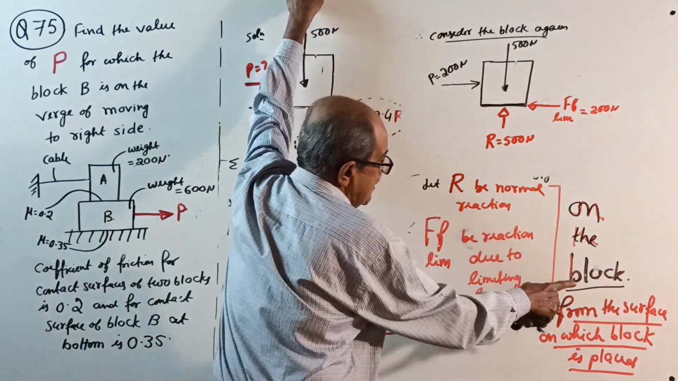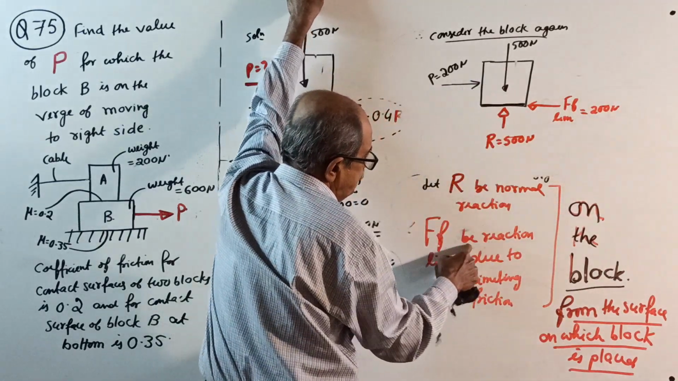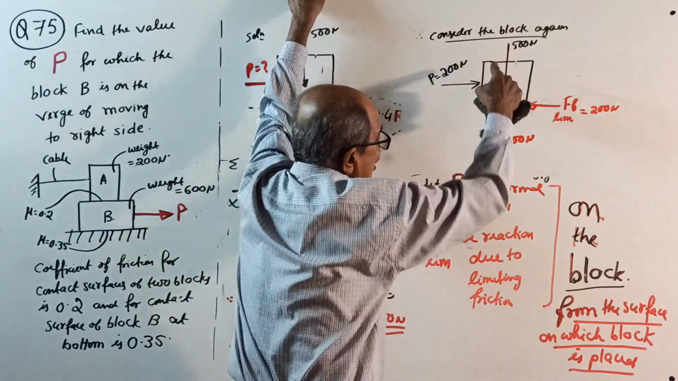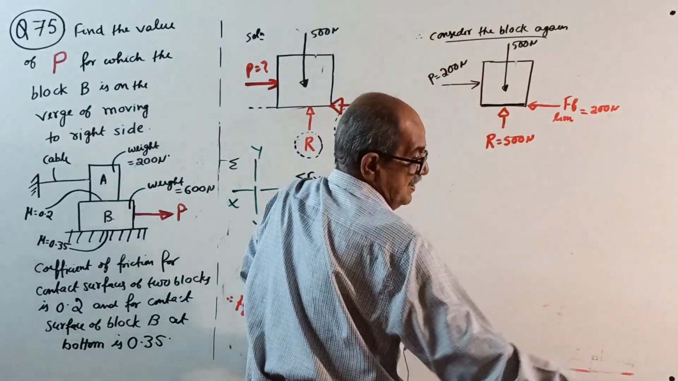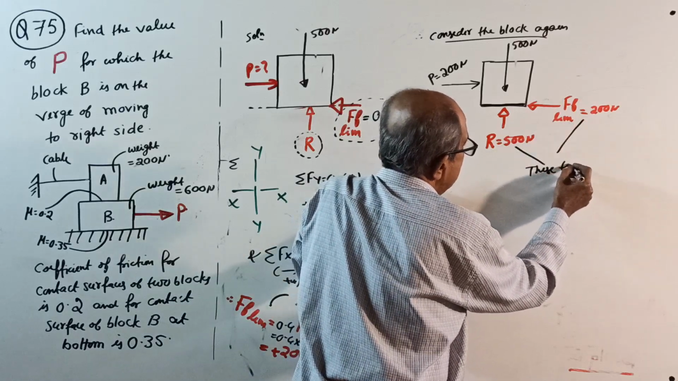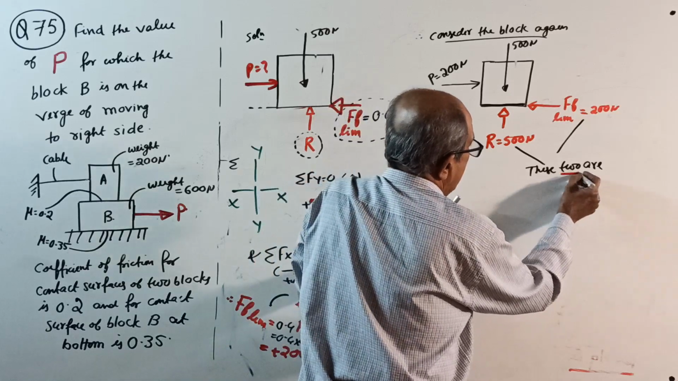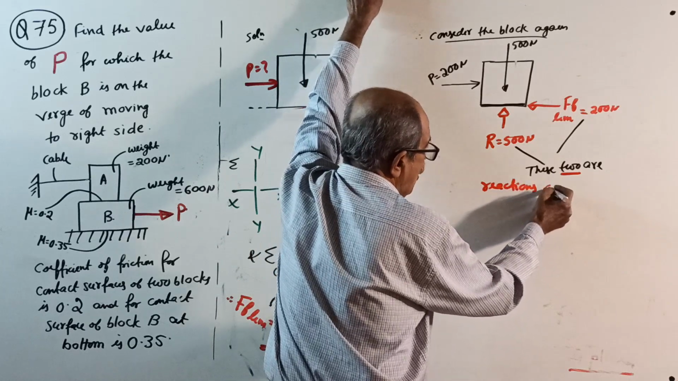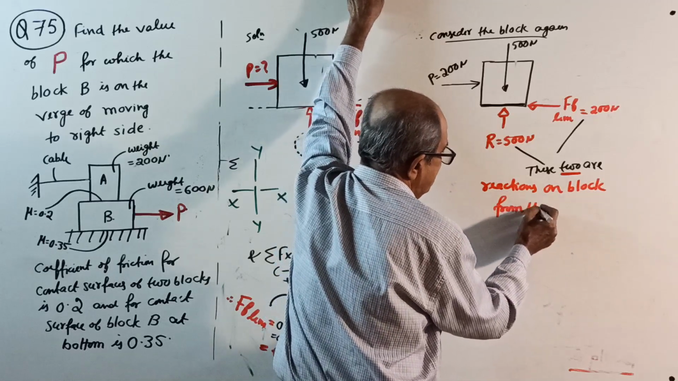So now, read the statement once again. Let R be the normal reaction. F limit is the frictional force. This is also a reaction on the block from the surface. Therefore, very, very important, these two are reactions on the block from the surface.